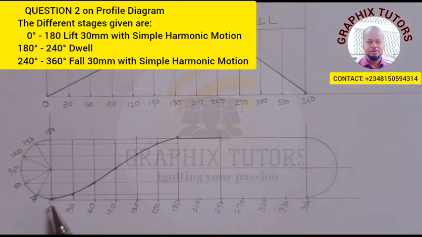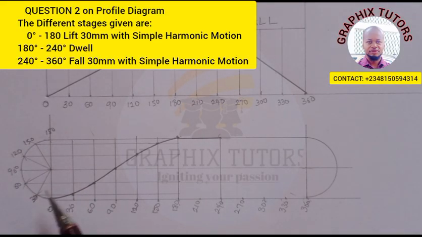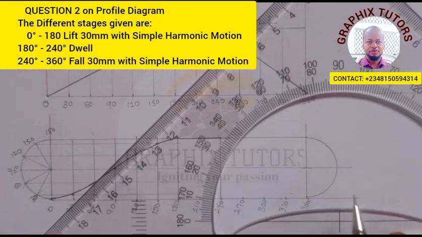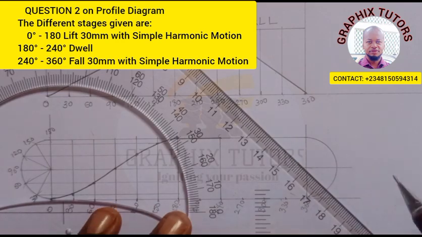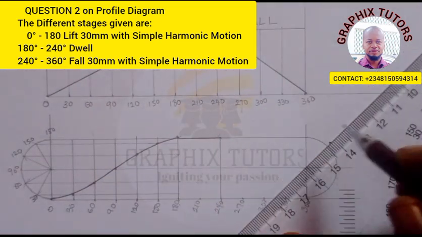You get the logic? From 0, we have 1, 2, 3, 4, 5, 6. I divided it into 6. We have 0, we have 1, 2, 3, 4. I divided into 4. Remember, it's only for simple harmonic motion. Either you divide the semicircle into 6 or into 4. Get that straight. Now, when I place my instrument this way, I can easily divide with my 45 degrees set square. I'll divide this into 4.